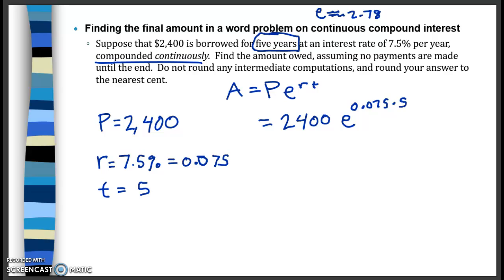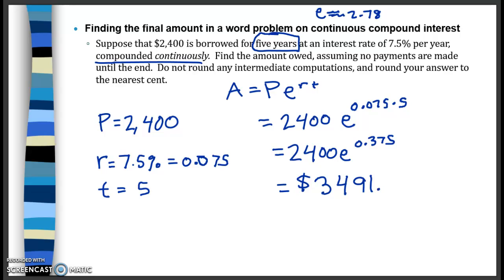0.075 times 5. So this is 2,400 times e. And what's our power? It's going to be 0.075 times 5, which is 0.375. We will end up getting $3,491.91 after some rounding. So when we're told it's continuously compounded or compounded continuously, we use this equation, A equals P e to the RT.